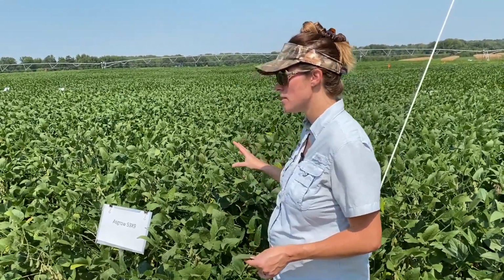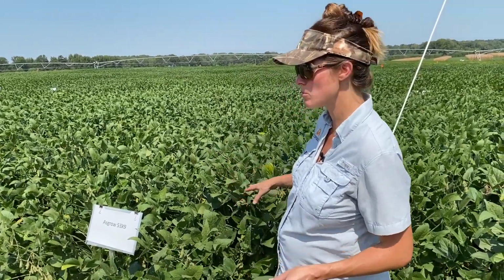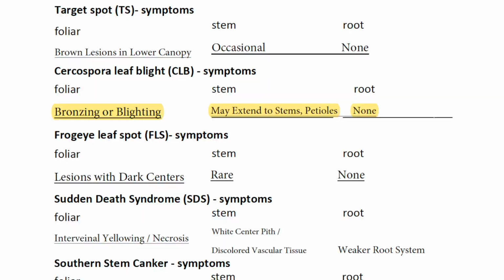You can get some symptoms later in the season on the petioles for Cercospora leaf blight, and maybe even on the stem. But again, the majority of the symptomology is the bronzing or the blighting on the leaves, and no root symptoms with Cercospora leaf blight.